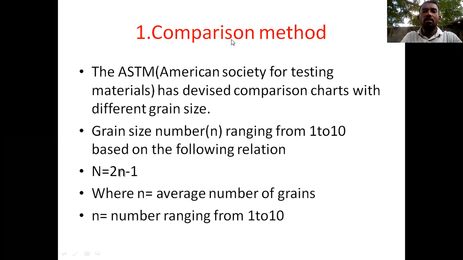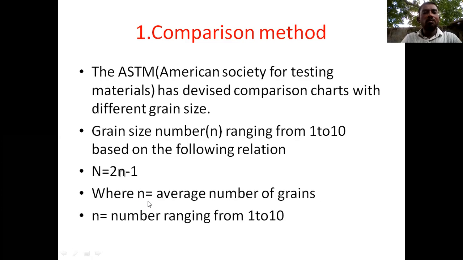In the comparison method, we use standards, namely ASTM, the American Society for Testing and Materials, which provides comparison charts with different grain sizes. The grain size number n ranges from 1 to 10, based on the following relation: N = 2^(n-1).